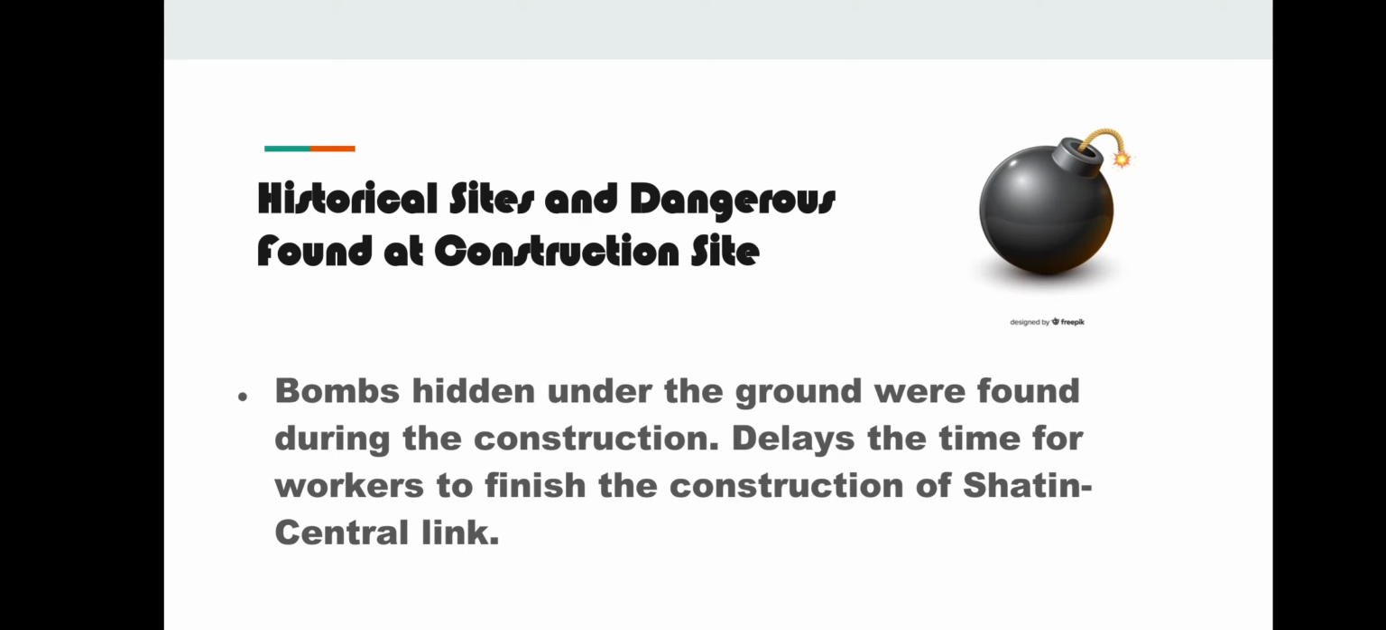About the third problem, historical sites and dangerous bombs were found at construction sites. Bombs hidden under the ground were found during the construction. It delays the time for workers to finish the construction of the Shatin Central Link.